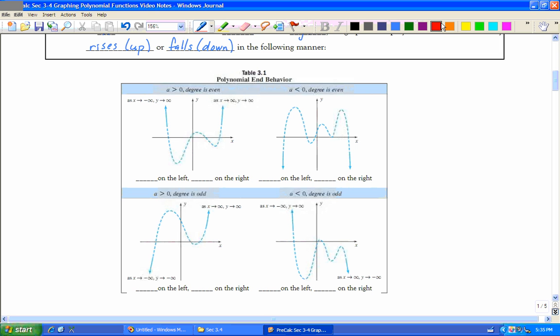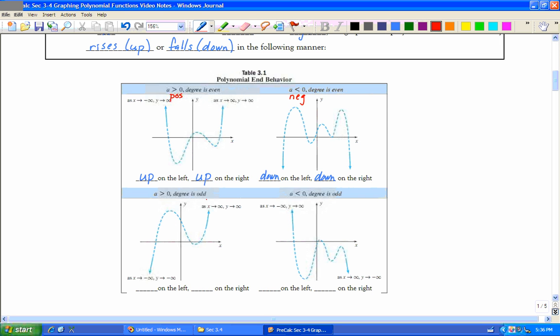Okay, so our first example, if our leading coefficient, which is a, is greater than 0, which means it's positive, and the degree of our function is even, like 2, 4, 6, 8, 10, then the end behavior of our graph is going to be going up on the left and up on the right. So whenever your degree is even, they're going to be doing the same thing on both sides. Okay, the next case, if our leading coefficient a is less than 0, which means it's a negative number, and our degree is even, then both behaviors are going to be going down. So down on the left, down on the right.